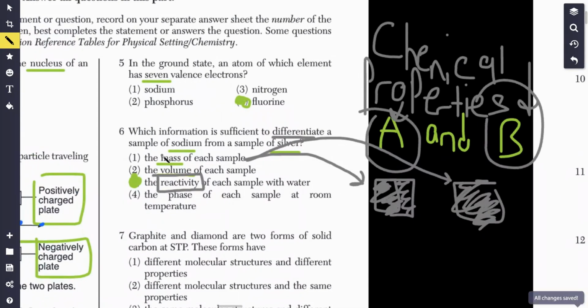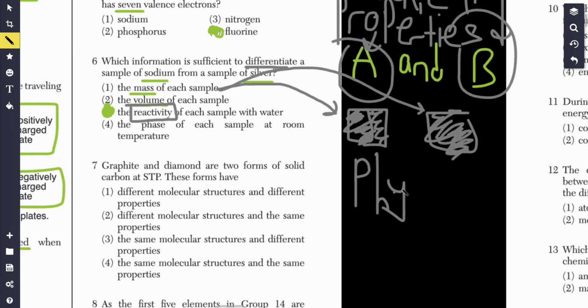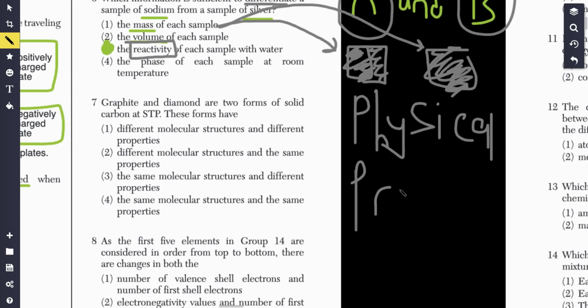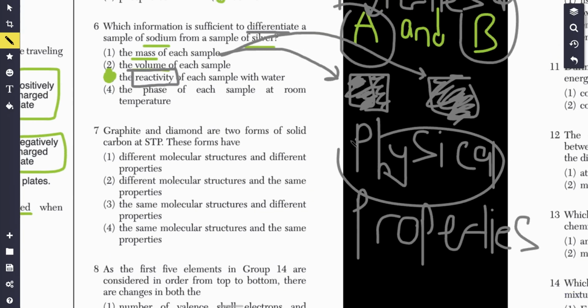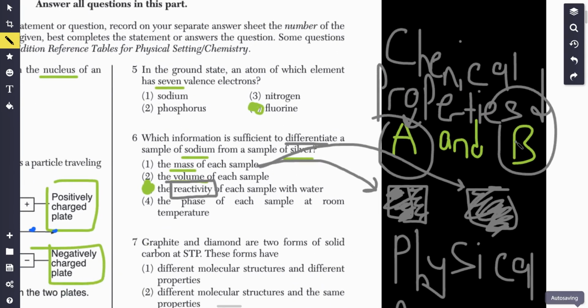If you were to just take a look at it, or just feel it, that's something known as physical properties, right? It's how they look, or it's how they feel. That's the physical property. But when you want to differentiate one thing from the other, you've got to focus on the chemical properties, how they react.